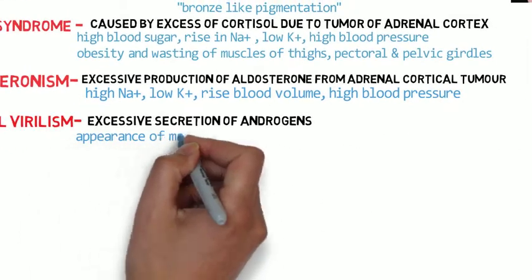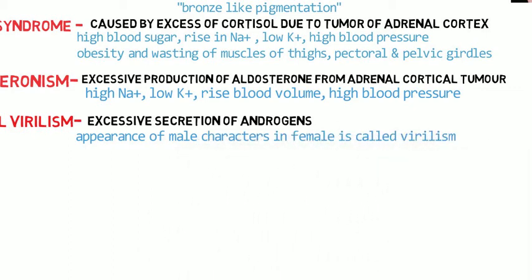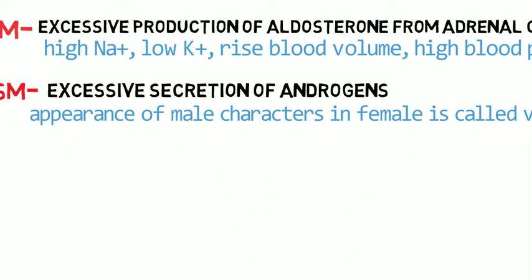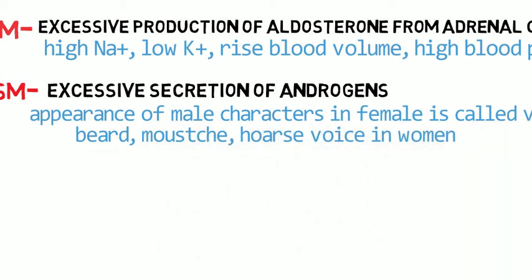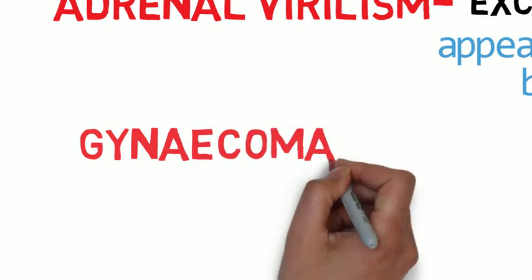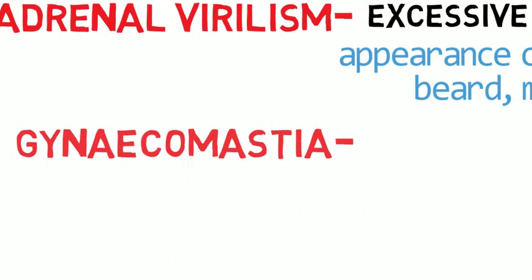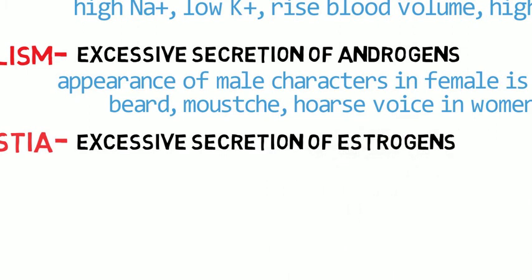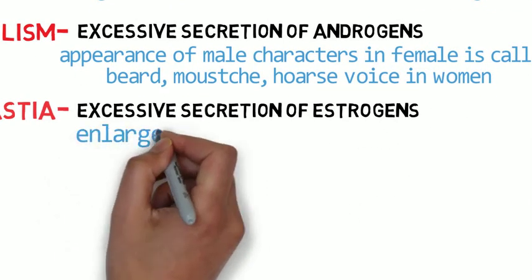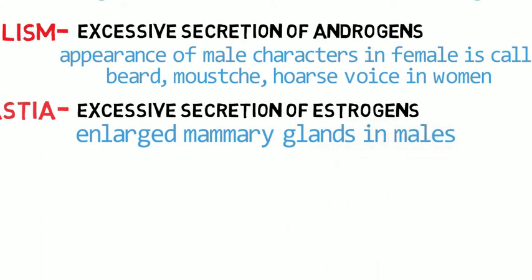Appearance of male characters in the female is called virilism. The main symptoms are beard, mustache, horse-like voice in women. The next disorder is gynecomastia, caused by the excessive secretion of the estrogens. The main symptoms are enlarged mammary glands in the males.